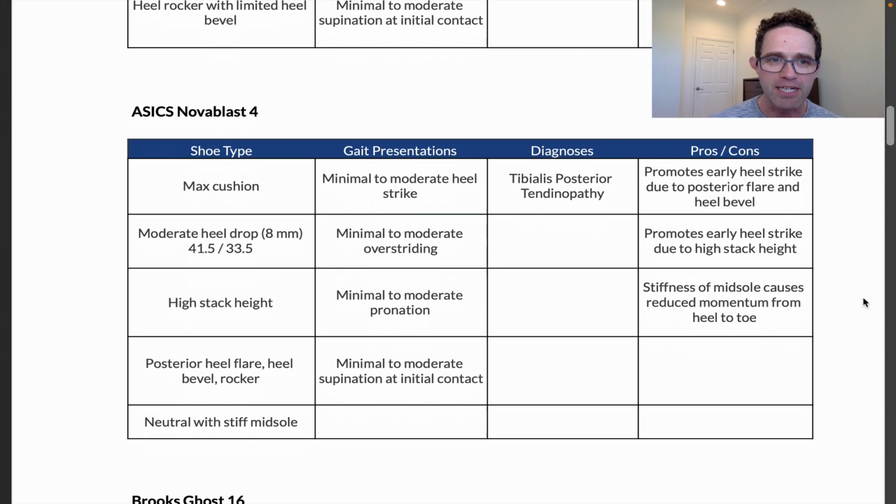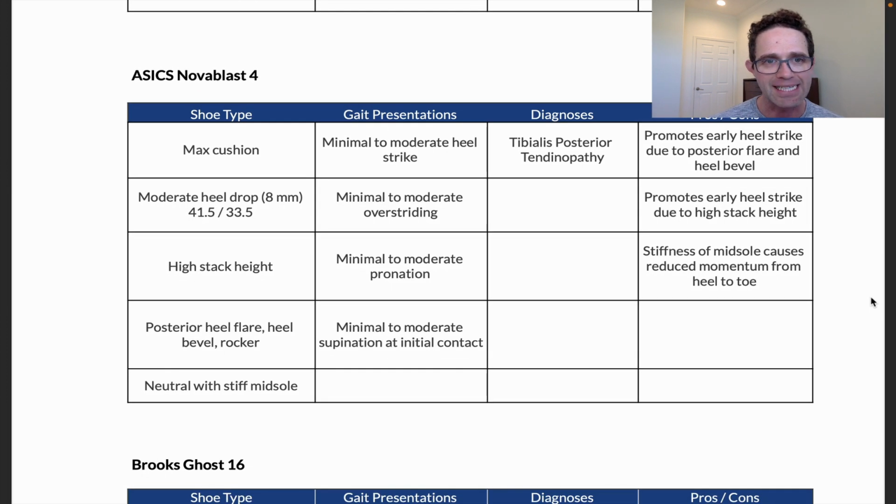Staying once again in the Asics brand before we move on is the Asics Novablast 4. So this shoe is going to be max cushion. It's going to have a moderate heel drop, 8 millimeters, 41.5, 33.5 at the forefoot, a high stack height, as I mentioned before. This is also going to have a posterior heel flare, a heel bevel, and a rocker to it. And so what I mean here is there's a lot of material that's going to grab the patient's heel on the ground when they land. It also has a neutral shoe with a stiff midsole, meaning that the midsole is going to take a little bit more work to be able to go through and to run through.